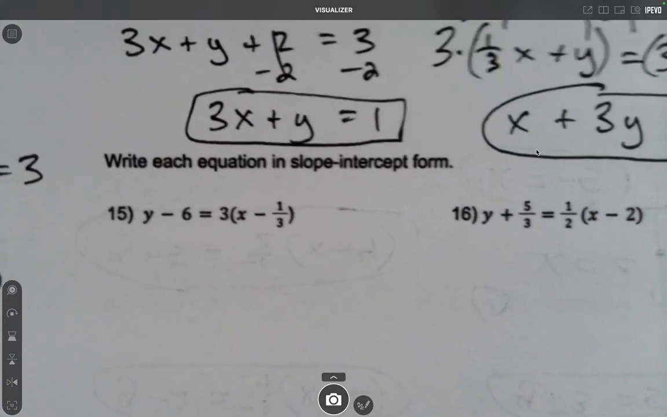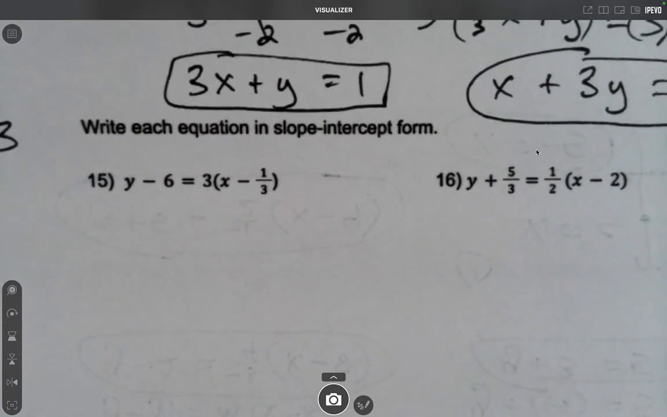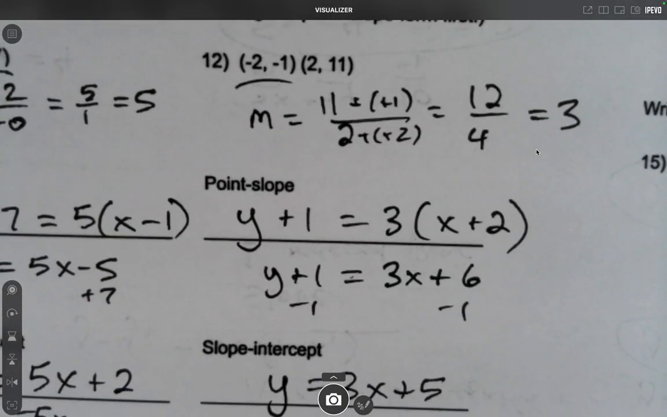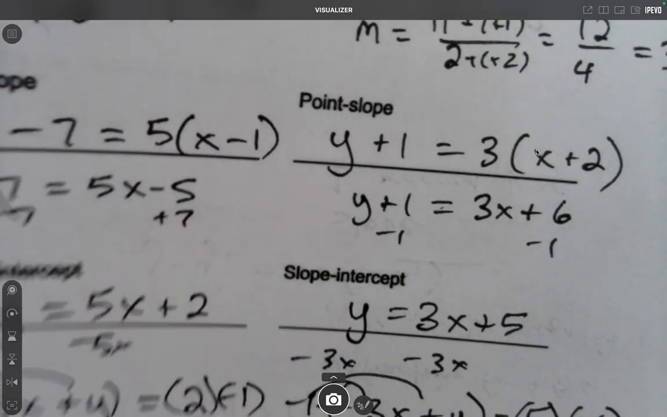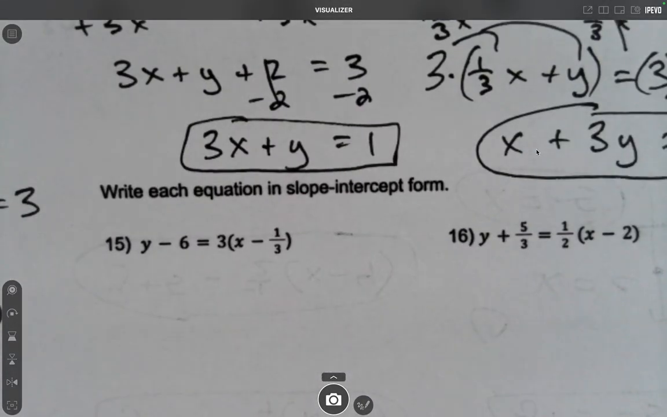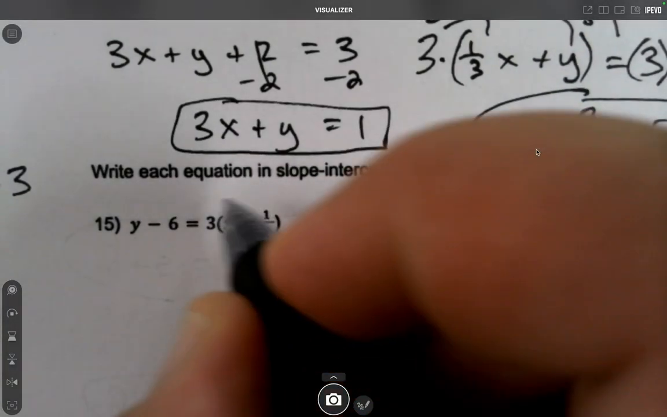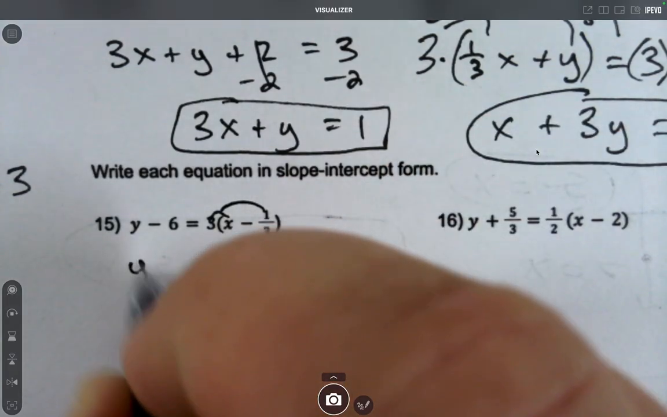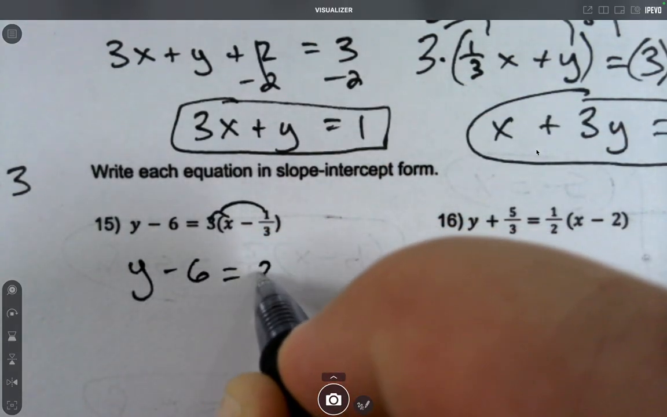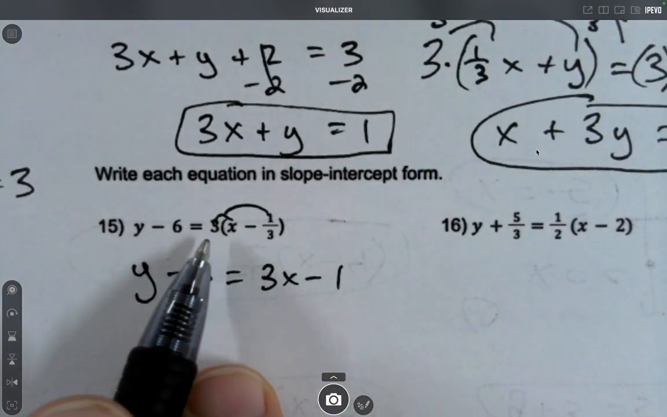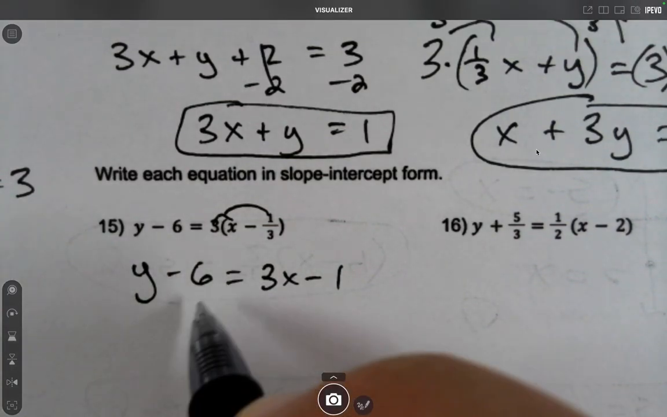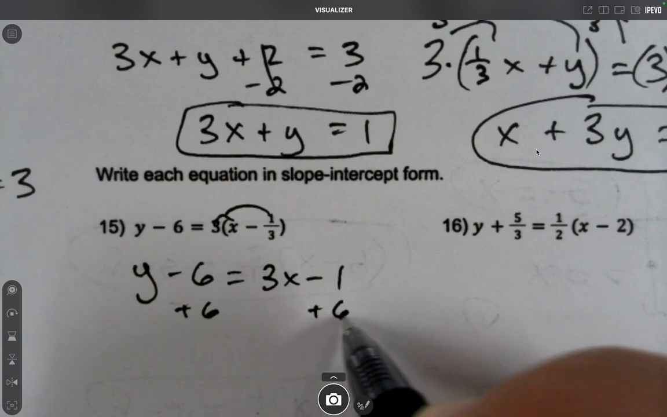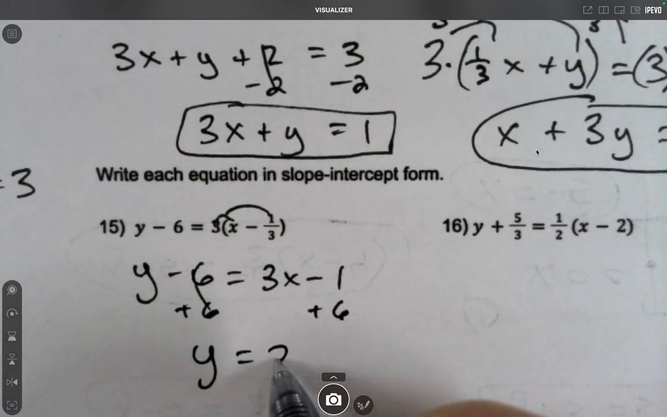Last two. Write each equation in slope-intercept form. So as I mentioned when we did 11 and 12, the pattern of getting from point slope to slope-intercept is very much the same every time. We'll distribute over here on the right side. So y minus 6 equals 3x minus 1, because 3 times 1/3 is 1. Then we'll add 6 to both sides, so we get the y by itself.